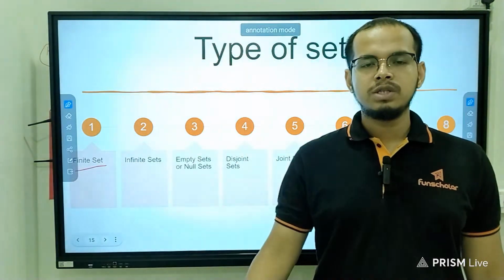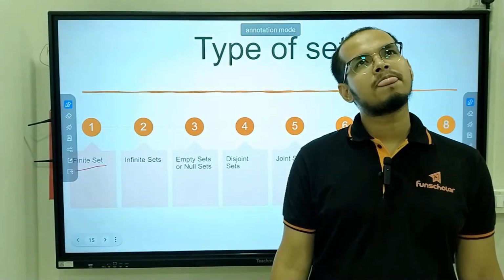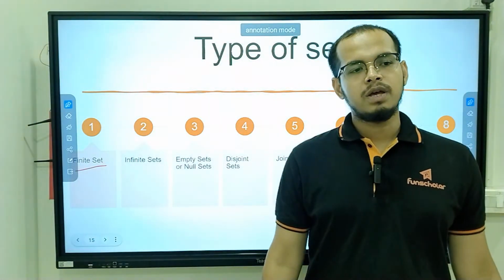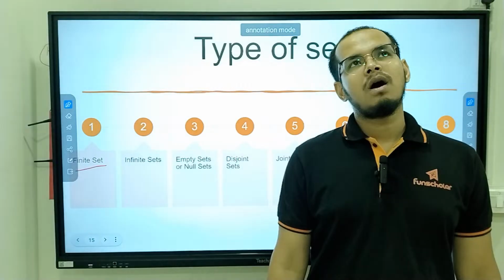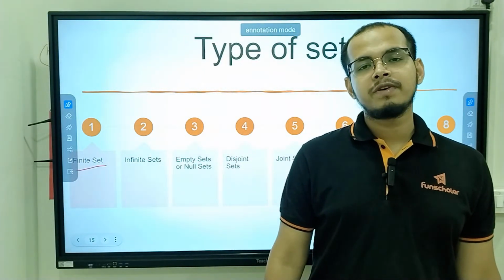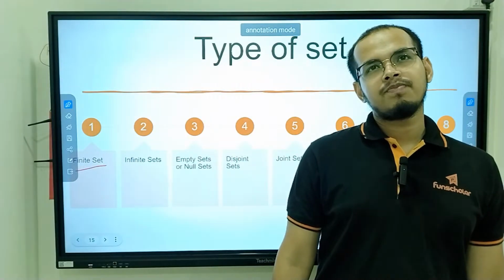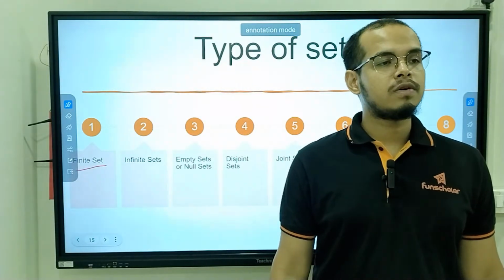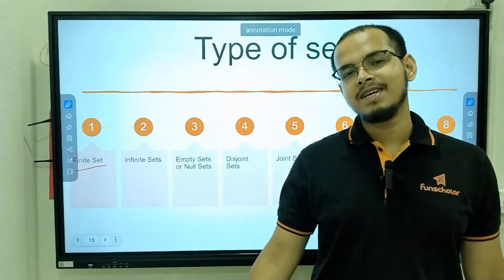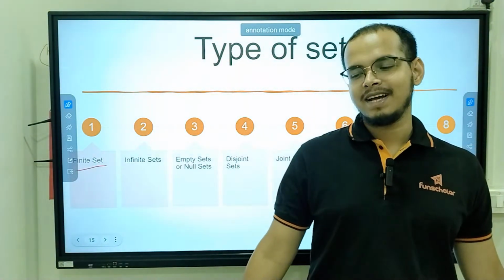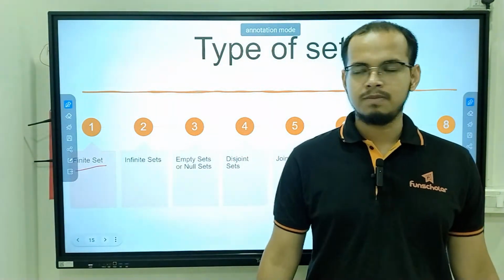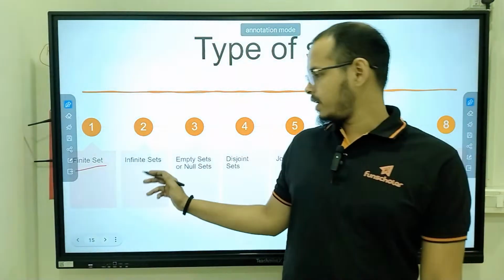Infinite set, what is that? The number of planets in the universe, something like that. Okay, the number of air molecules, or the number of times from the start of the creation of the earth that the sun rose from the east and set in the west, something like that. That cannot be counted by any means possible. Okay, these are known as infinite sets.